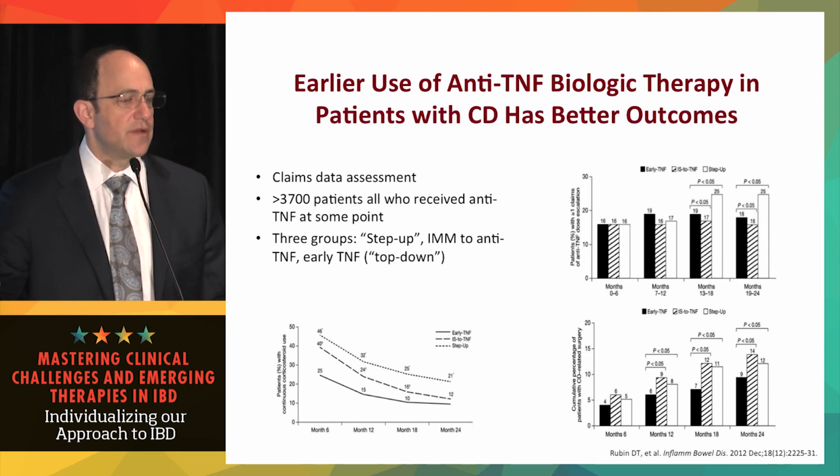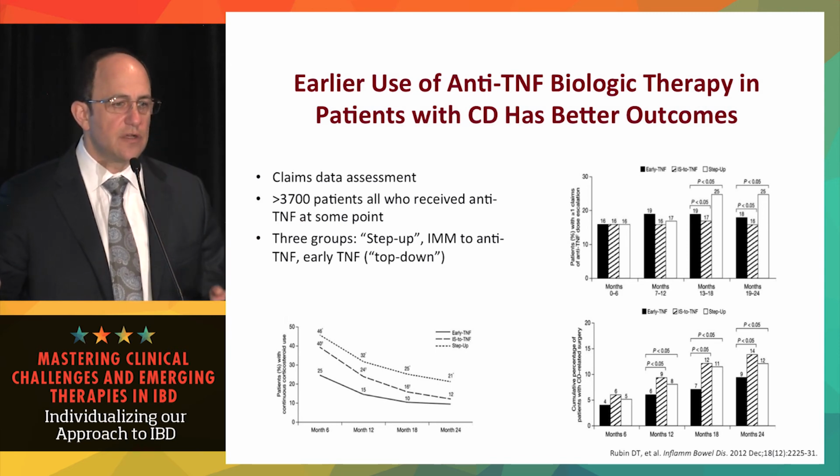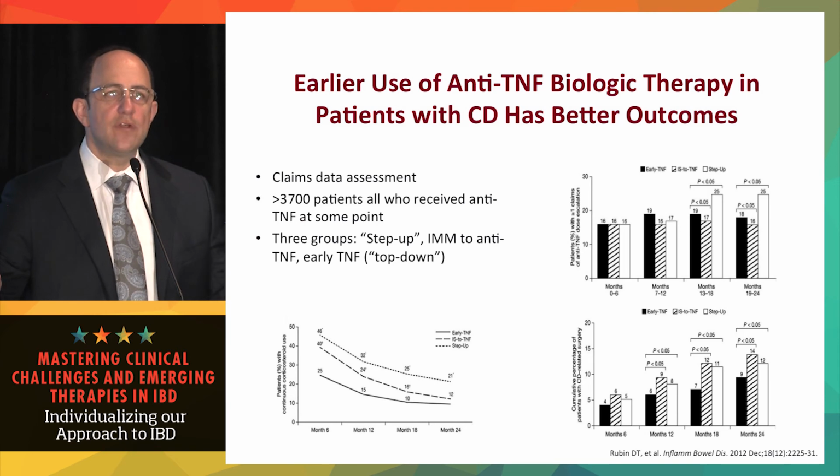So this is an administrative claims data assessment that we did a few years ago, looking at a very large database. And we looked at everyone who was eventually treated with anti-TNF. And if they were treated with the anti-TNF within months of their diagnosis, they were less likely to lose response over time. They were less likely to need surgery. Now, my hypothesis was actually the opposite. I thought that anyone who was getting treated with anti-TNF that earlier in their treatment course must be really sick, and I thought that they were going to actually do worse.